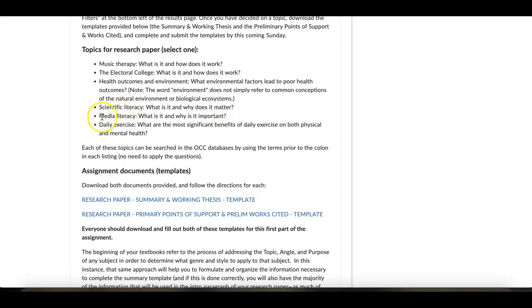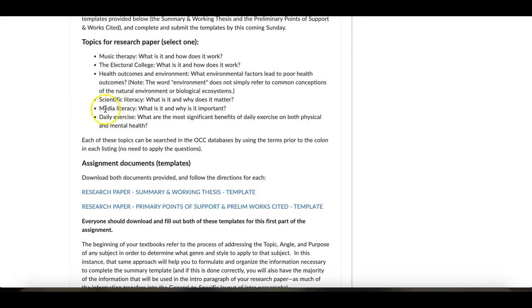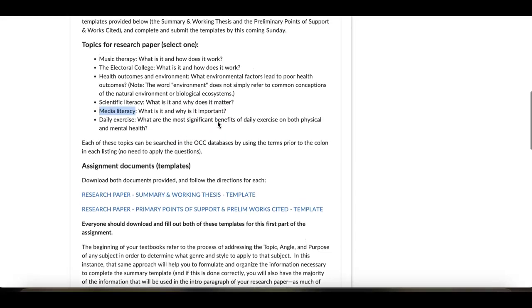And then media literacy, same thing. What is it and why is it important? In terms of media literacy, there's a huge focal point now to help people deal with understanding misinformation and disinformation, the difference there, and how to do things like cross-check analysis to see where things come from, how they're being stated, and why. But you are looking at what it is and why it's important in a general sense.